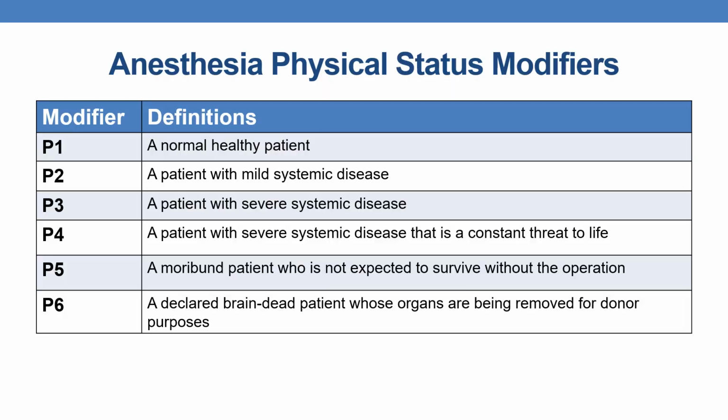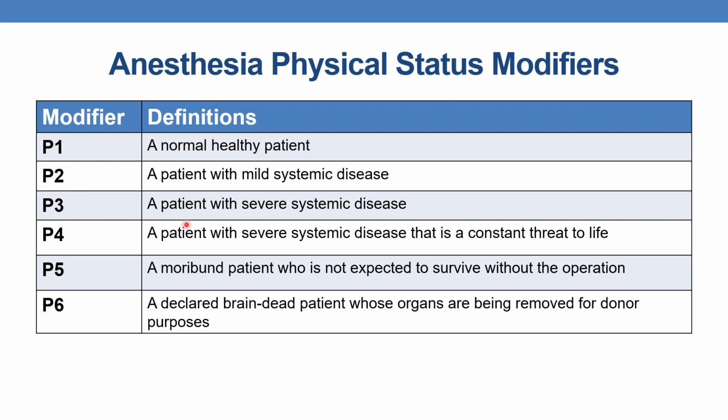We all know that anesthesia physical status modifiers are applicable for anesthesia coding. They are P1 to indicate a normal healthy patient, P2 to indicate a patient with mild systemic disease, P3 to indicate a patient with severe systemic disease. In our case, the patient is having mild hypertension. So it is a mild systemic disease. So you need to code P2 modifier in our case.